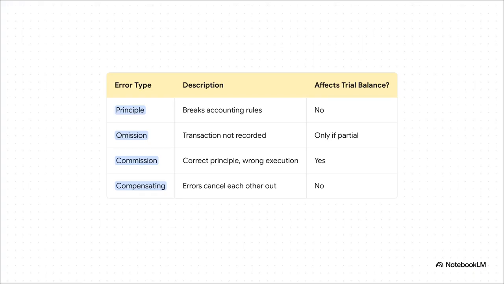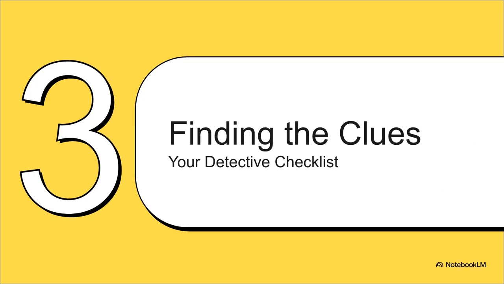So here's the real challenge for us detectives. Take a look at this. Notice that 3 of our 4 suspects, principle, a complete omission, and compensating errors, will not actually make your trial balance disagree. This is huge. It means a balanced trial balance is a good sign, sure, but it is not a guarantee that everything is correct. The most common culprit when your books really won't balance, it's that prime suspect, the error of commission. Okay, we've identified our suspects. Now it's time to gather the evidence.